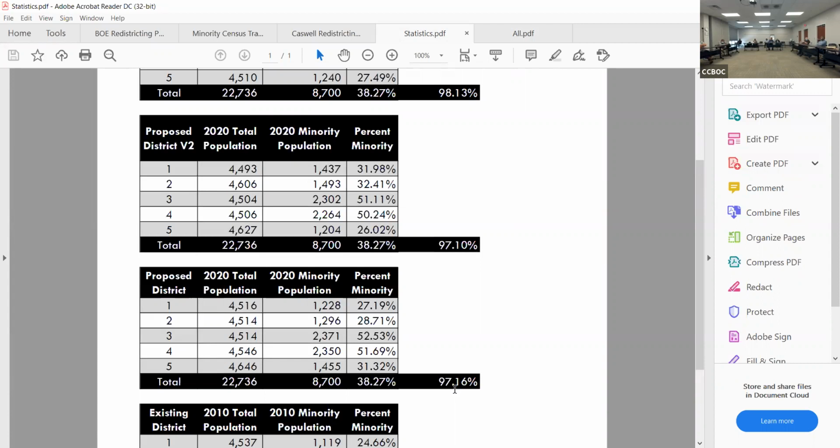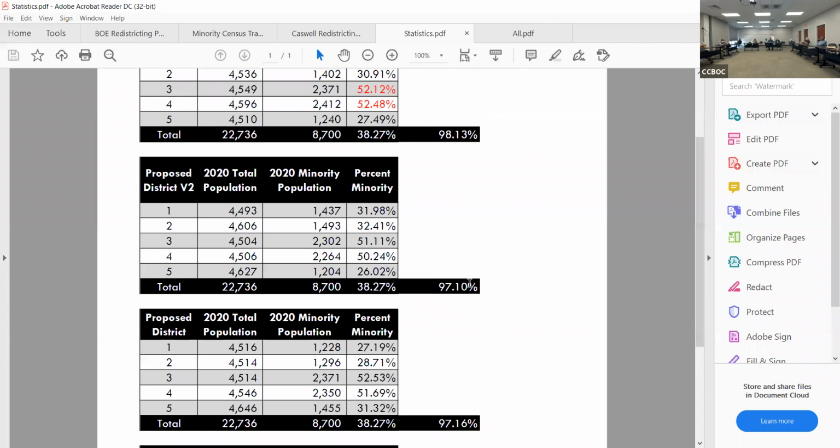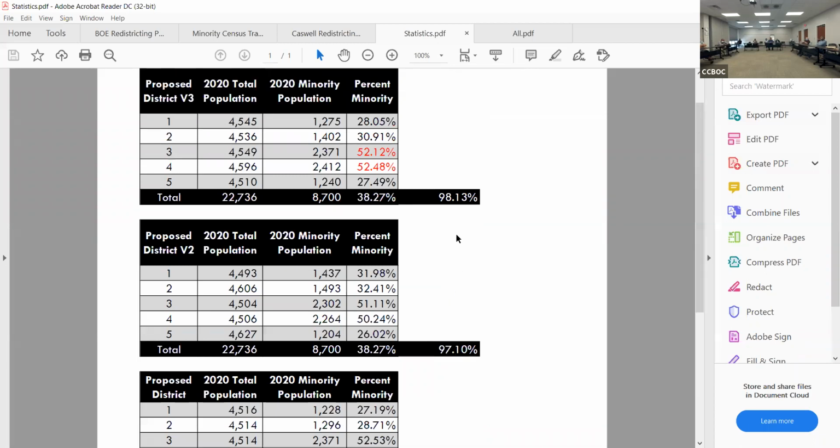You can see that the first proposed district by PTRC had a little less than 3% between districts, 97.16%. The next version, version 2, you see basically the same thing. The most recent version is 98.13%.